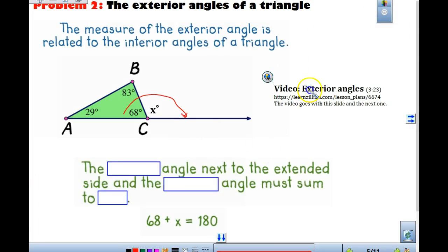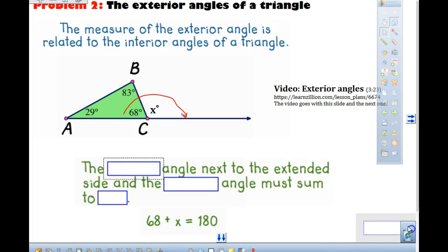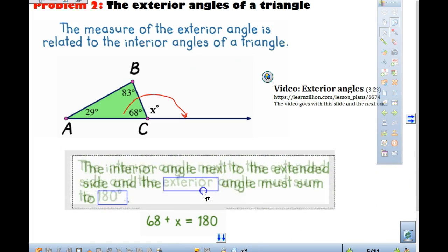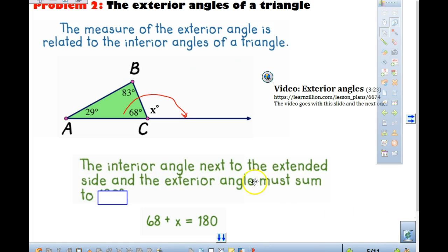So when we are taking a look at this one, the question is, as we are looking at angles extended out the side, that should be our interior angle next to the extended side. And if we are looking at that, then the exterior angle must sum to give us 180. So we know 68 plus x equals 180. We should be able to find x degrees.